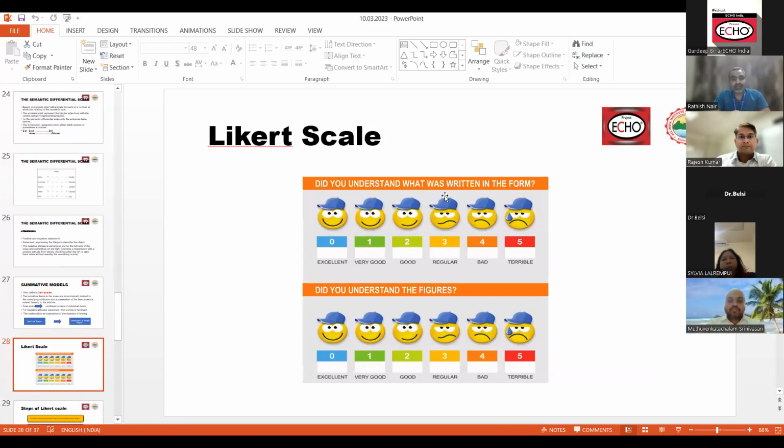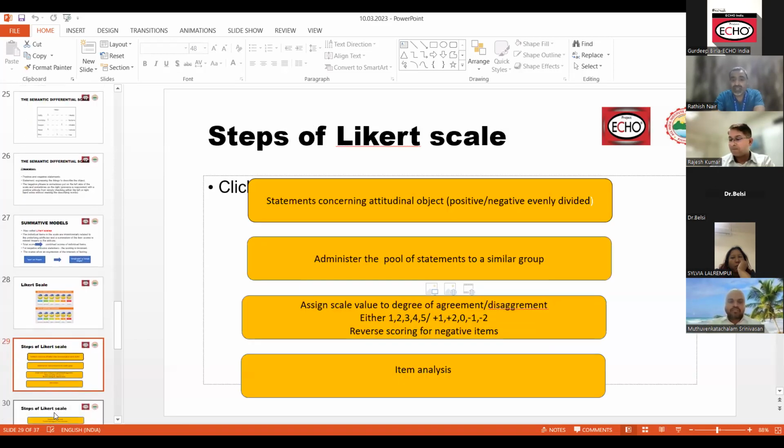These days, I think Likert scales have become more attractive because of the use of smileys, or, say, pain perception scales with faces, which are used these days. I am sure schools use these kinds of scales very often. Except for pain scales, I have not seen many of these scales used in nursing studies.